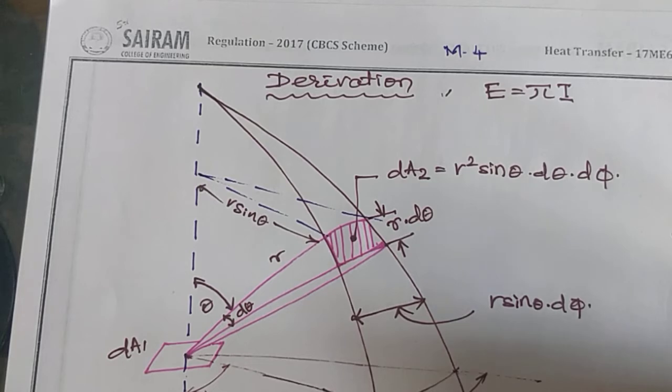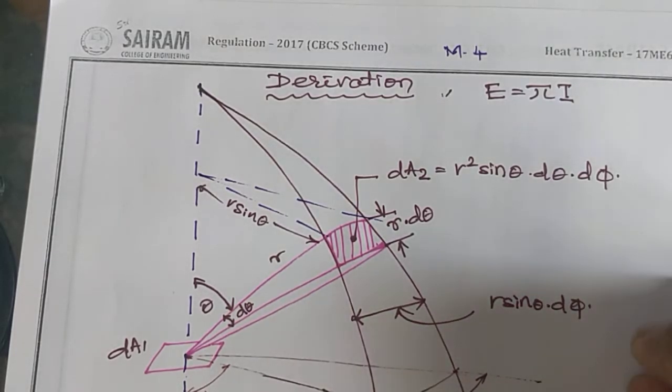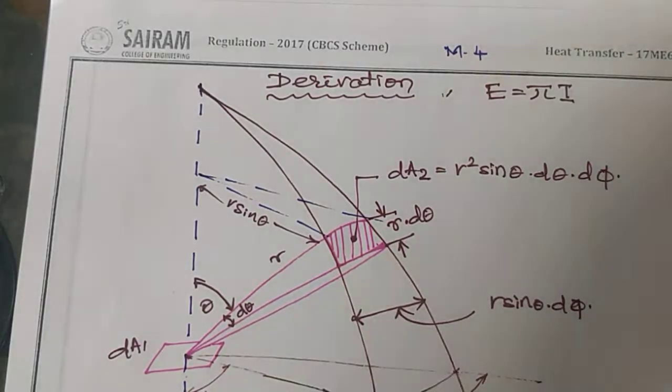Or in the examination they may ask to derive an expression for the total emissive power of a diffuse surface is equal to pi times its intensity of radiation, or obtain an expression for a diffuse surface, that is E is equal to pi I also. So in that case you should be able to derive that equation. Before that, how are we going to start to derive the equation?